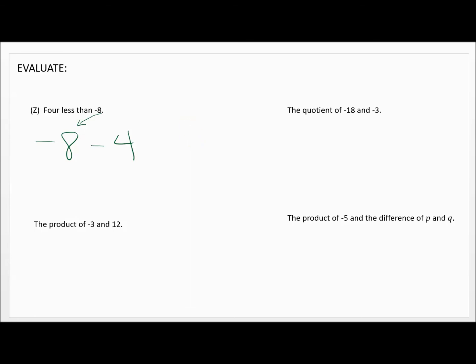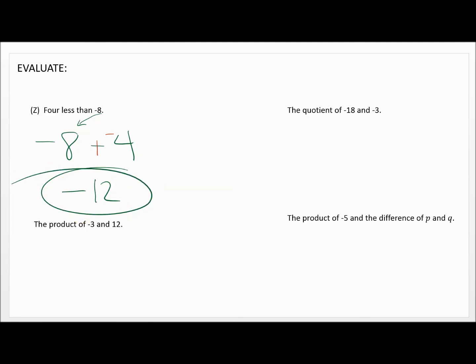Now we simplify it. This is a keep, change, change because it's subtraction. Change subtraction to addition, change the sign of the next number. You're adding the same sign. You're adding two negatives, which means my answer is negative. 8 plus 4 is 12. So negative 12 is the result there.